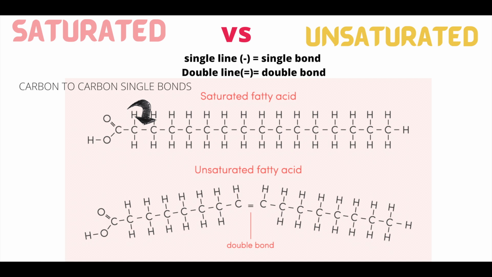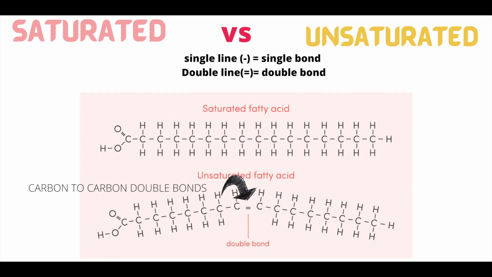Now, your unsaturated fats, they look a little bit different because they have at least one double bond between their carbons. So it might look a little bit like this.